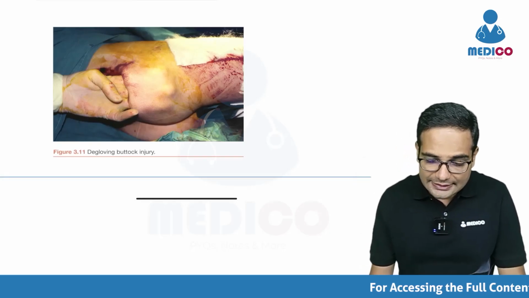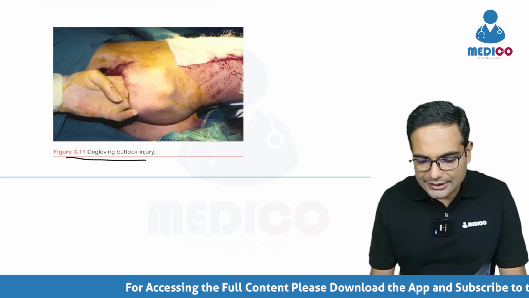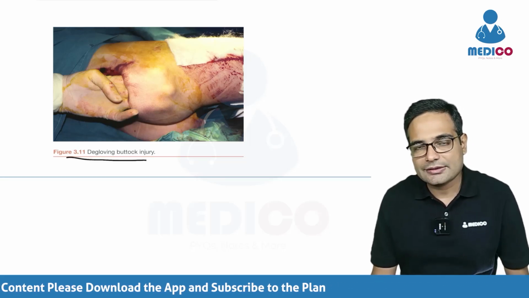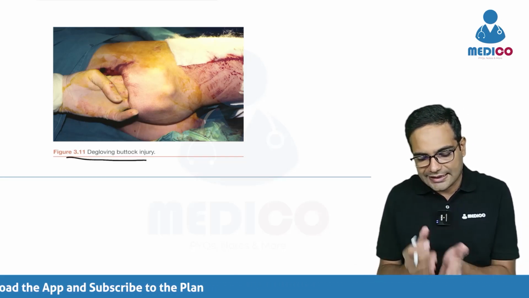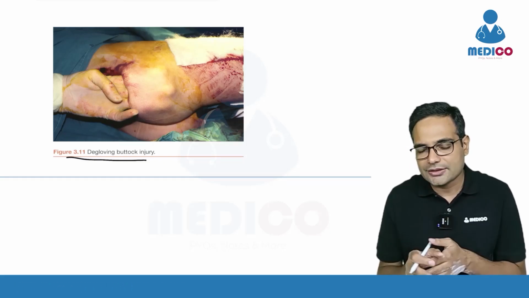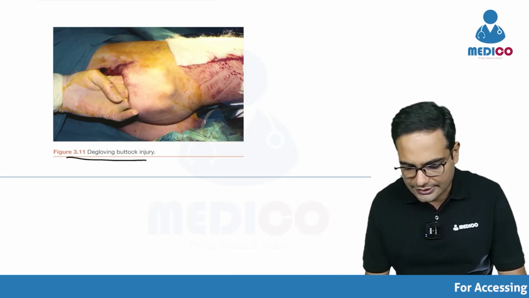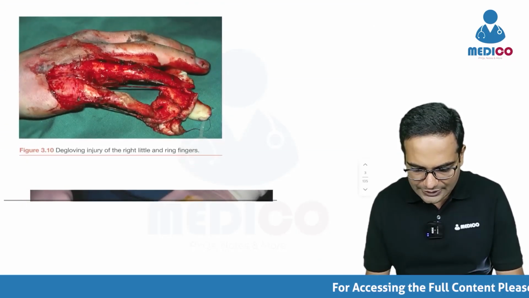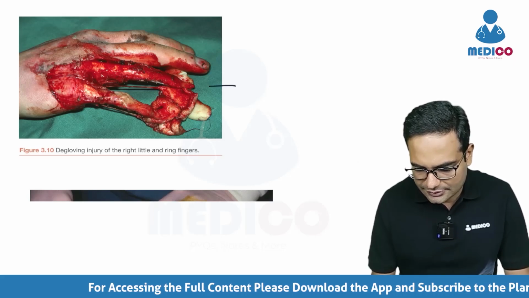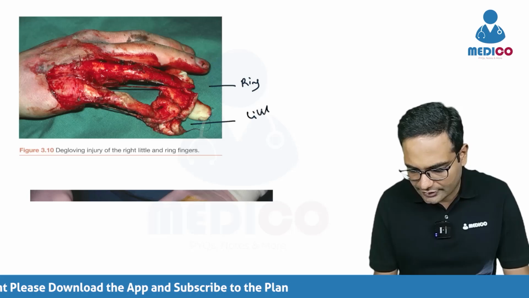Now this is a degloving injury. This is a degloving buttock injury. So what do you mean by degloving injury? A degloving injury is an injury where the skin and subcutaneous fat are removed, like removing a glove basically. The skin and the subcutaneous tissues are separated from their underlying deeper structures. Here you can see a degloving injury of the fingers, this is the ring finger, this is the little finger.